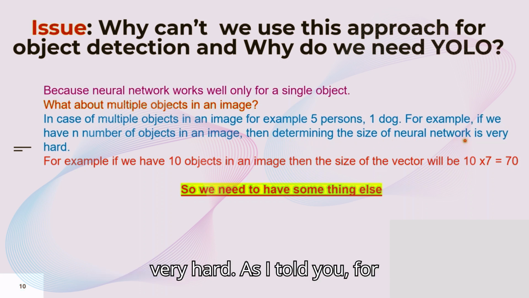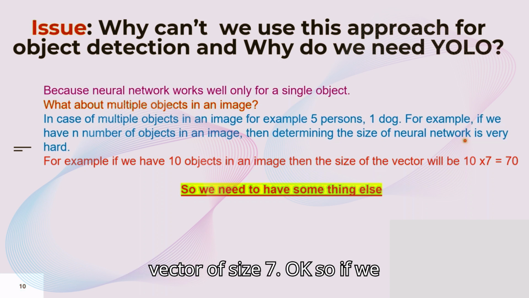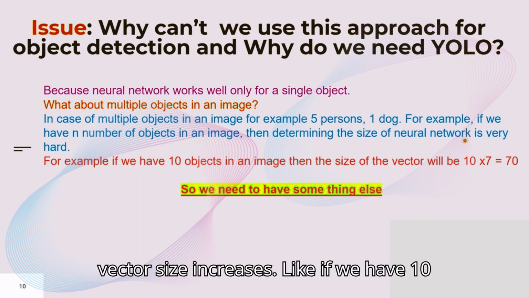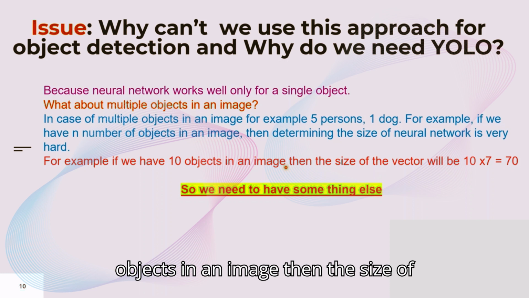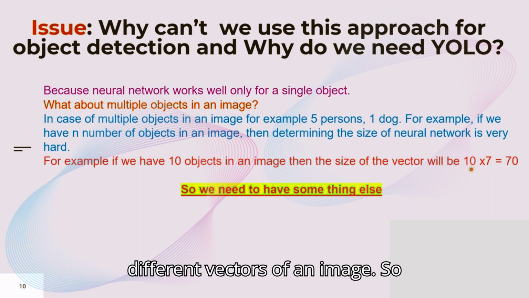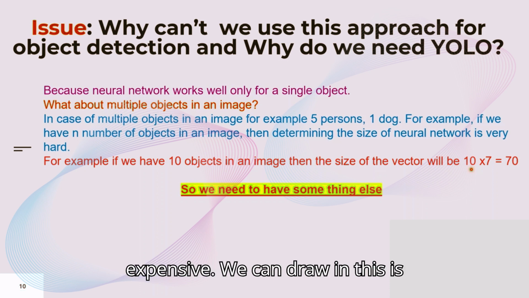As I told you, for each object in the image, we have a vector of size 7. So if we have multiple objects in the image, the vector size increases. Like if we have 10 objects in an image, then the size of the vector will be 70. So these become computationally very expensive. So we can draw an analysis.